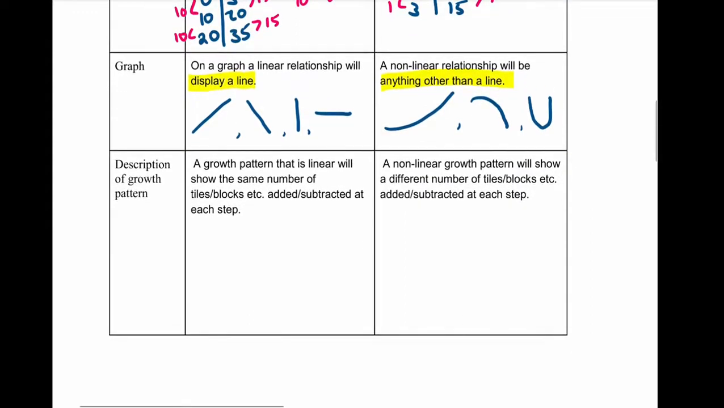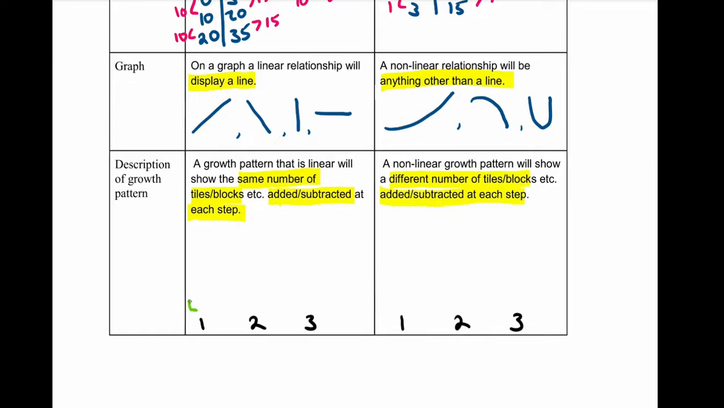And finally, description of growth pattern. So this could be a pattern or a word scenario, but a growth pattern that is linear will show the same number of tiles or blocks added or subtracted at each step. A nonlinear growth pattern will show a different number of tiles or blocks added or subtracted at each step. So let's say I look at 3 positions.